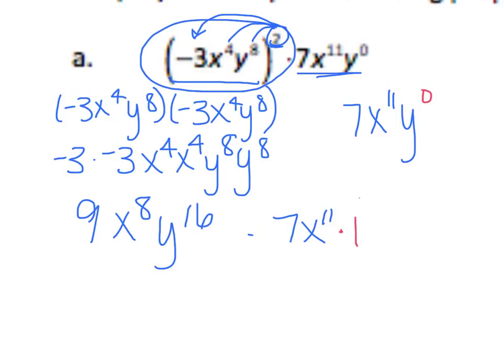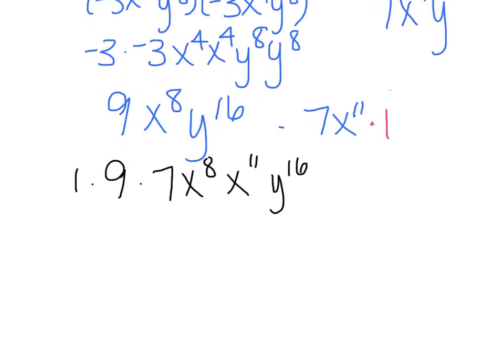Okay, I'm going to match up what I have in common. So 9 times 7, x to the 8th, x to the 11th, y to the 16th, and now I could multiply by 1 out in front. It doesn't really change anything. So 1 times 9 times 7 is 56. No, that's not right. 54. Whoops, sorry. And then x to the 19th and y to the 16th. X to the 19th because I have 8 and then 11. So I'm going to add those together and make it 19.